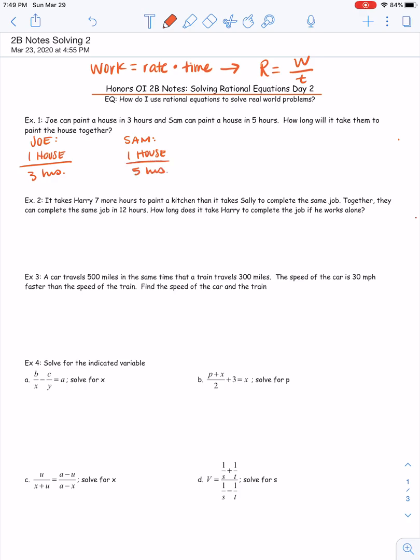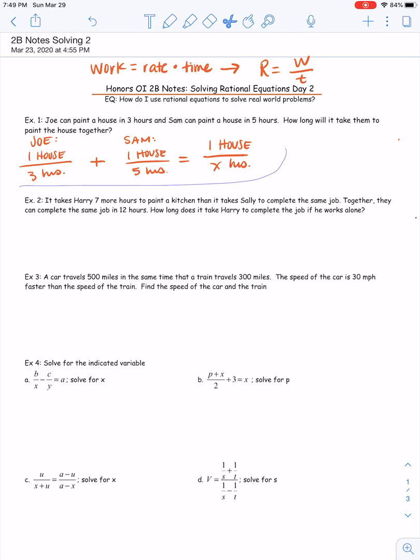We want to know how long it is going to take them to do it together. Together means we're going to be adding these two things together. How long is it going to take them together to paint that one house? X hours. That's them together. Notice I'm adding these two things together.